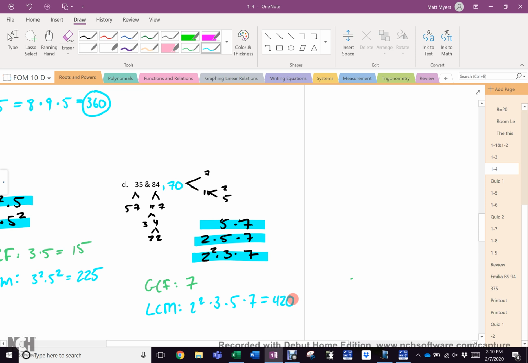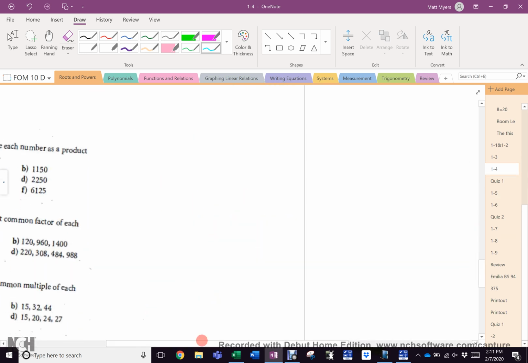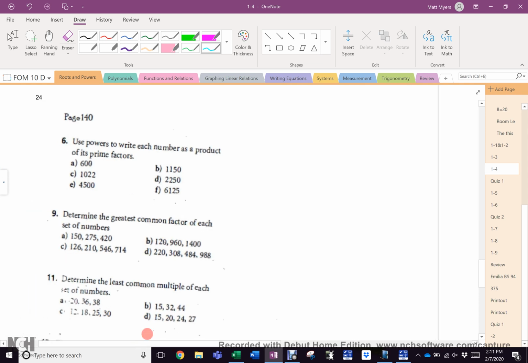Does everybody see? Now, what if I gave you 6 numbers to make a factor tree? Then I'd have 6 of these, right? And I would just count what was common for all of them for the GCF and everything for the LCM. But we'd only count them once. Now, on the next page is some big numbers. Listen to me.